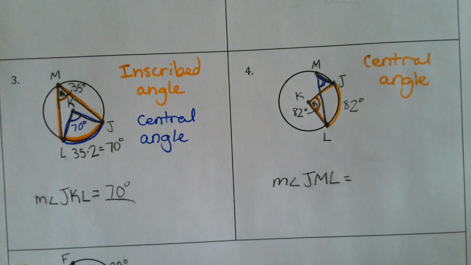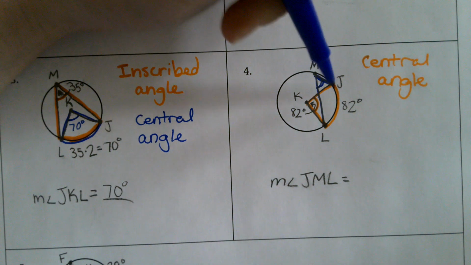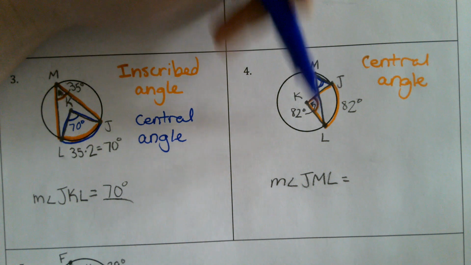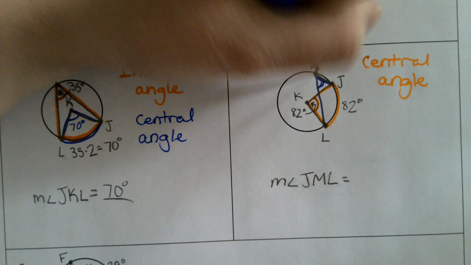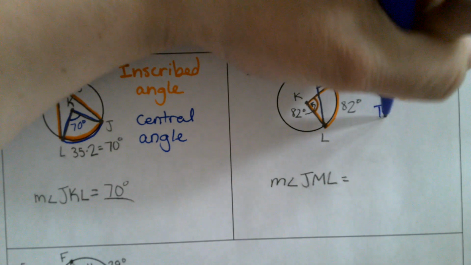And the goal is to find the measure of angle JML. That is the angle we're looking for. Now JML, the vertex is M. It's the middle letter in the angle name. And the vertex is on the circle itself. It's actually on the circle. That makes it an inscribed angle.